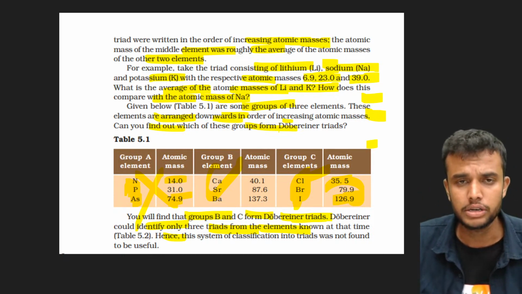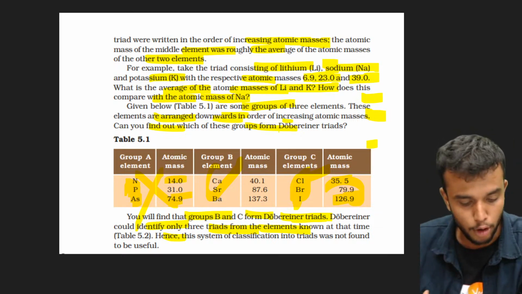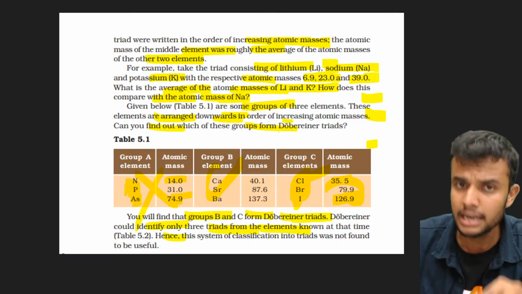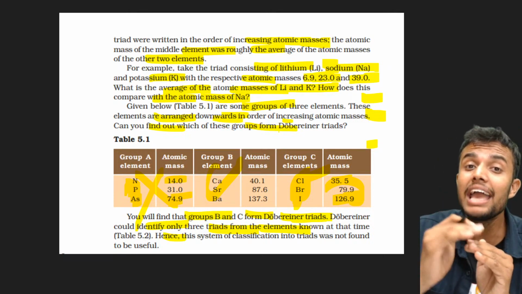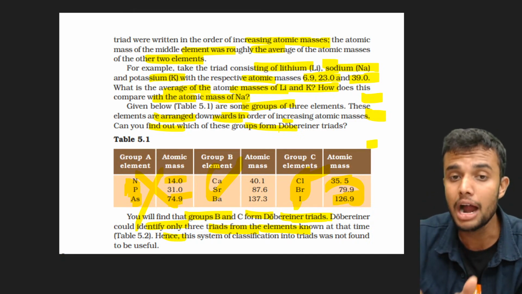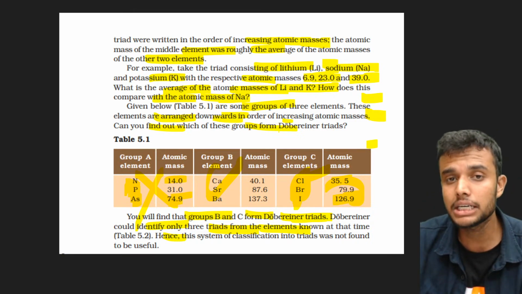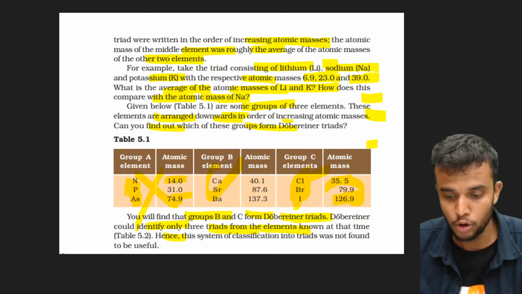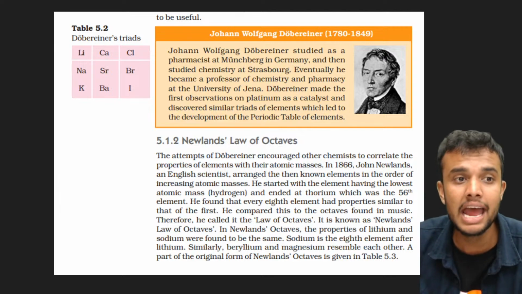He simply did this, students. He took three elements having the same property and arranged them in increasing order. I repeat once again: arrange them in increasing order, and exactly the middle element's atomic mass is the average atomic mass of the first one and the third one. This is about Dobereiner's triads.